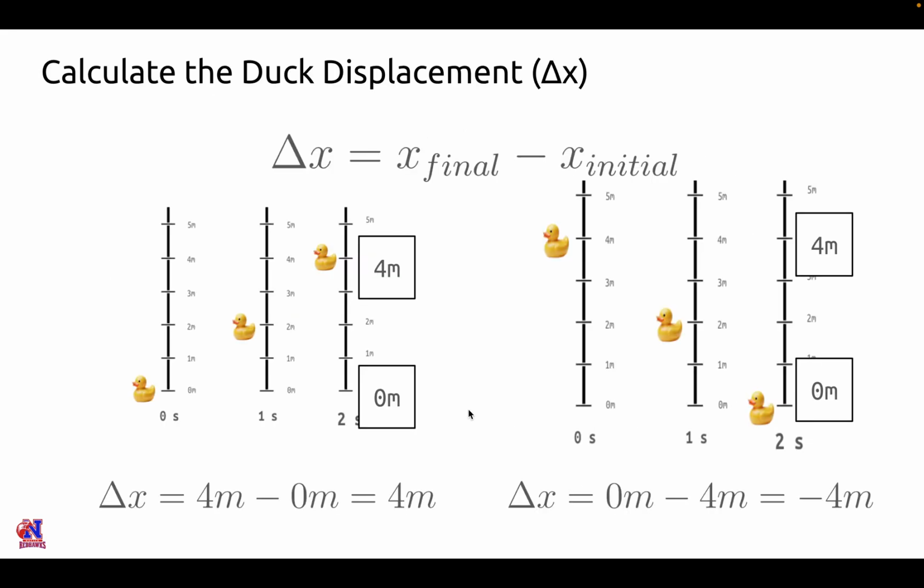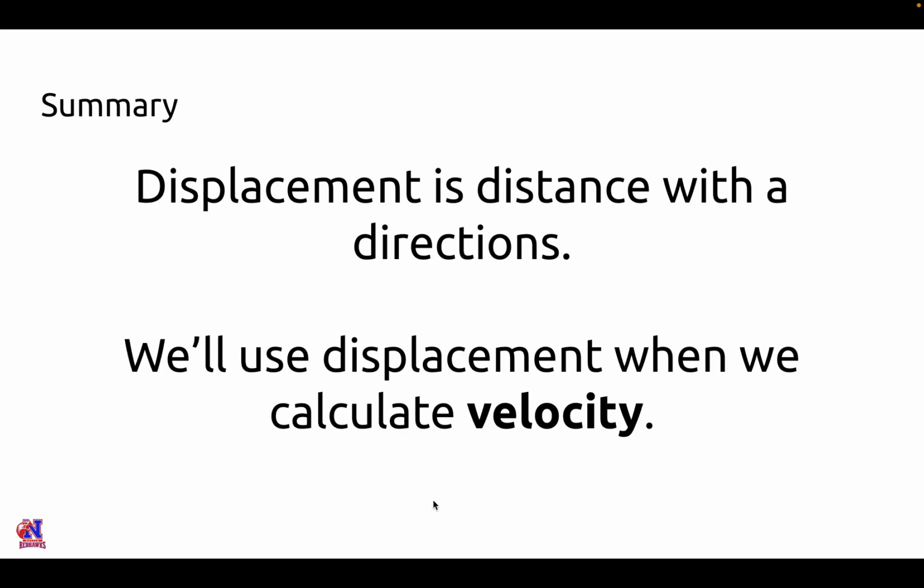So for example, with the duck on the left, the final position is 4. The duck wound up at 4 meters, and we subtract the initial position, which was 0. It went from 0 to 4. We subtract 0, we get 4 meters for delta x. But here the initial is 4, and the final is 0. So we start with the final, 0 meters, minus the 4 meters is minus 4 meters. That's how we get delta x.